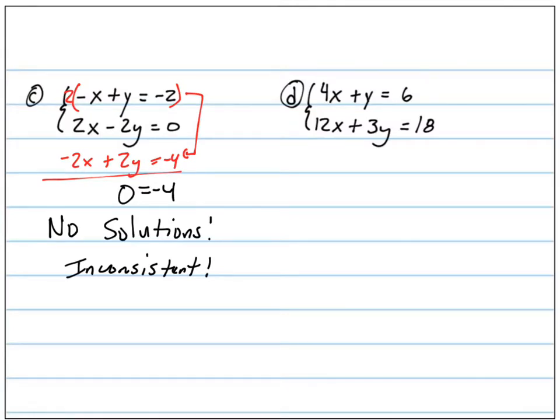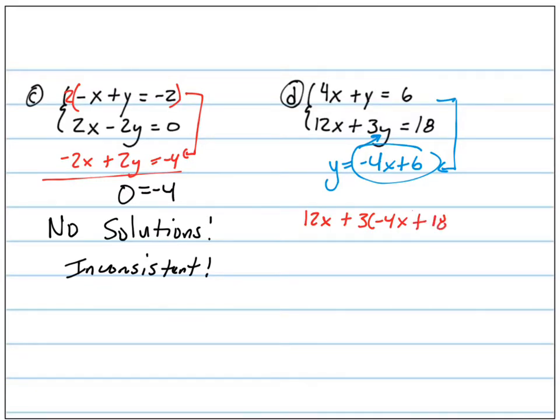And then last but not least, we've got this problem here. Things aren't going to cancel out right away for us, but let's try this one with substitution instead. So here I'm going to change this problem so that I can substitute y's values back in. So I'm going to solve it for y. To solve this for y, I've got to move the 4x over. So y equals negative 4x plus 6. I'm going to take this and plug it in for y here. So that gets us 12x plus 3 times negative 4x plus 6, equals 18.